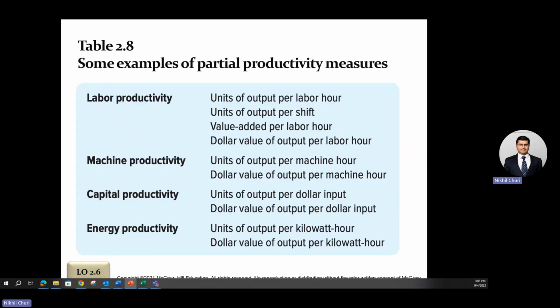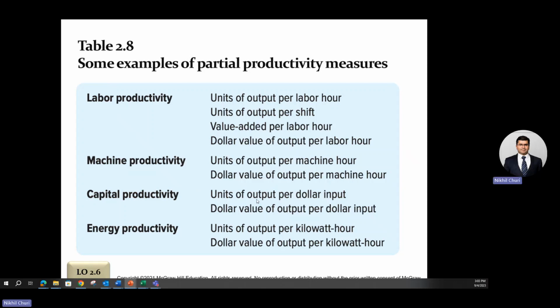Some examples of partial productivities are labor productivity, machine productivity, and capital or energy productivity. In the last 6 or 7 slides, we'll be solving lots of problems and touching on these topics. In general, these are the most basic types of partial productivities to keep in mind: labor, machine, capital, and energy. And here are some more elaborations. Labor productivity is units of output per labor hour spent, or units of output per entire shift, or value added output per labor hour, and so on. Same is the case with machine: units of output per machine hour or dollar value of output per machine hour.